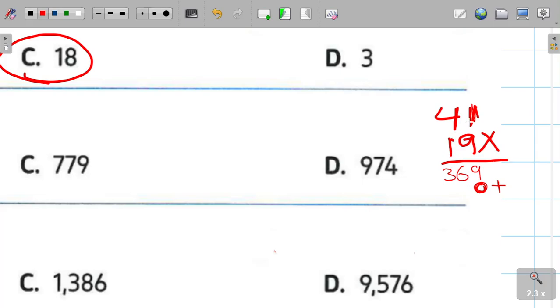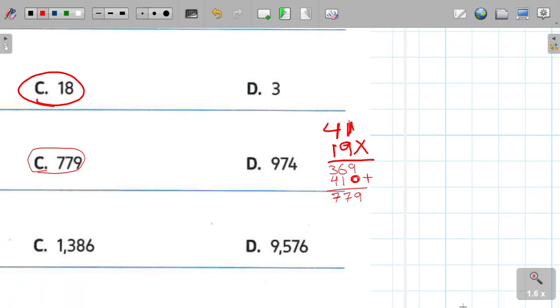So I have 1 times 1 and 1 times 4. 1 times 1 is 1 and 1 times 4 is 4. And I will add them together. So I have 9 plus 0 equals 9. 6 plus 1 equals 7. And 3 plus 4 equals 7. So the result will be 779. And this is the choice C.